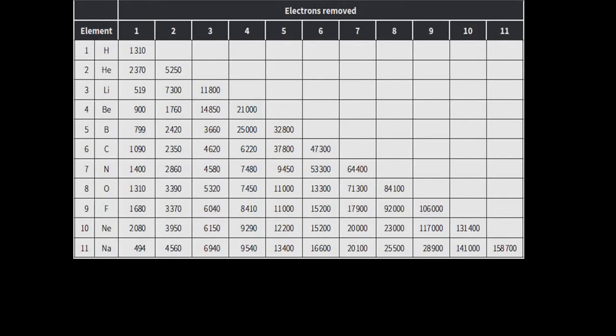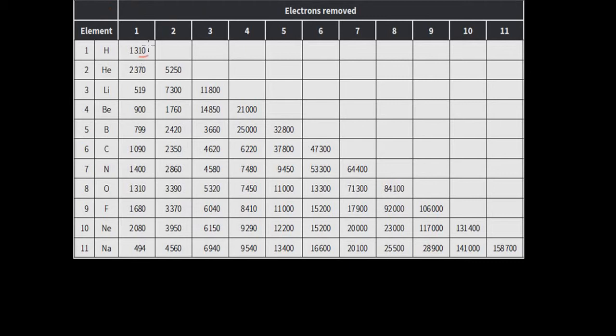Now next, let's study this table, where these are the names of the elements, and this table represents the successive ionization energies. That is, what is the first ionization energy required when the first electron is removed, what is the second ionization energy, the third ionization energy, and so on respectively for the different elements given in the first column.